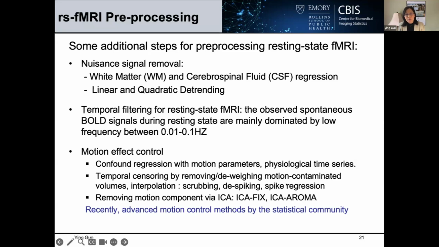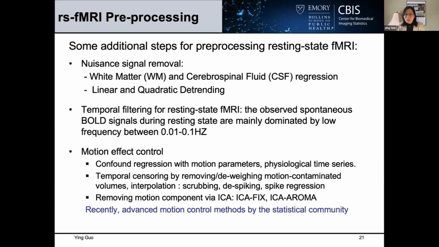So some of the commonly used methods are here. And later on, people have proposed to use ICA type of methods to identify those components that are related to motion and remove them from the data systematically. The current motion effects control methods are very intuitive and work very well, but they do have limitations. For example, temporal censoring would lead to a loss of a lot of scans in the time series, and also the loss of many subjects, where we have a certain threshold of motion control.